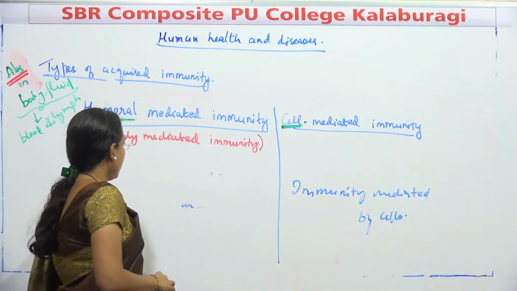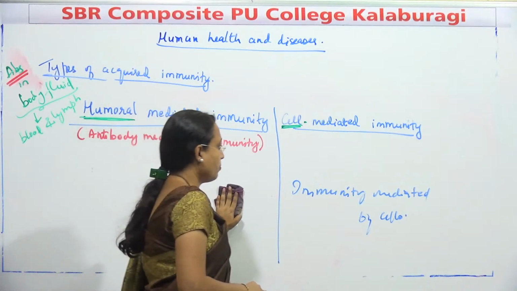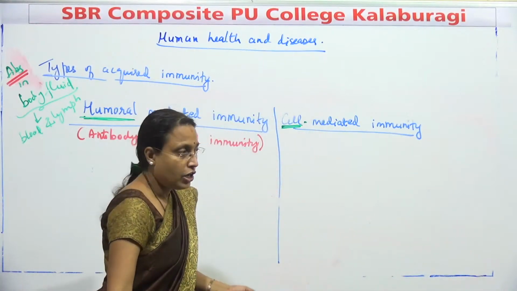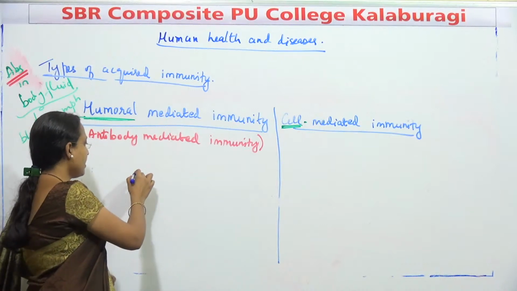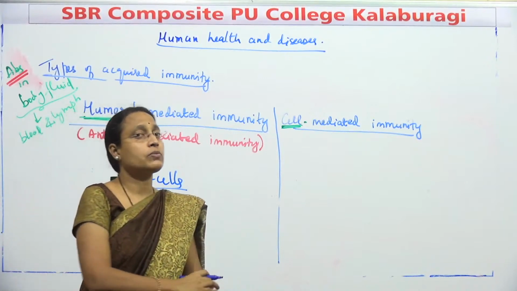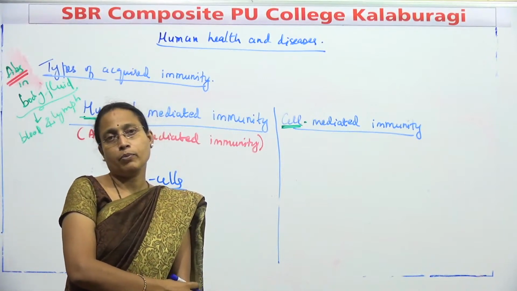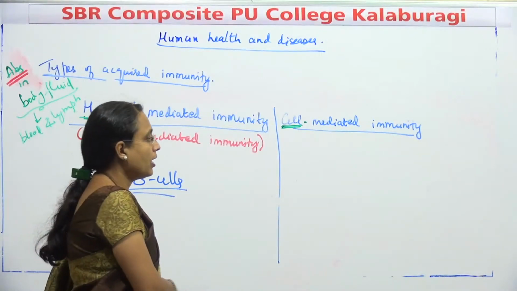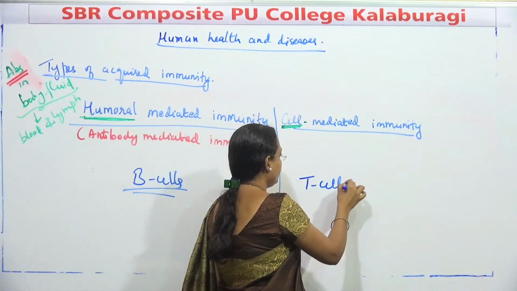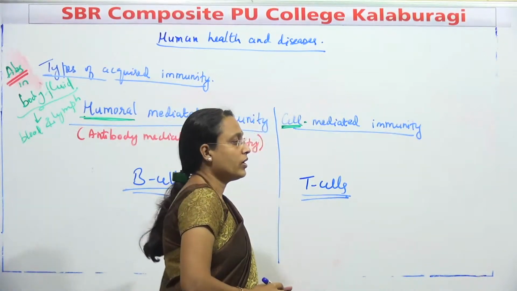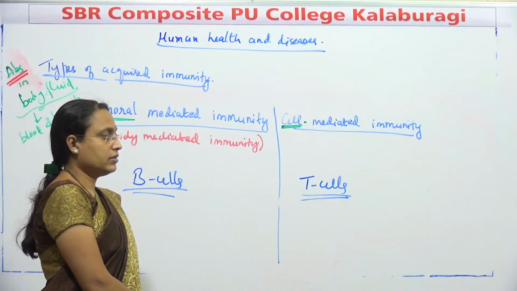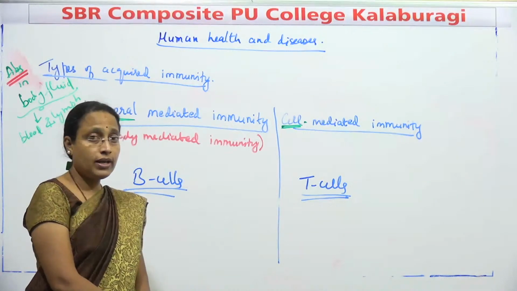Coming to the second difference between humoral mediated immunity and cell mediated immunity: which cells will be there? You should know it is the B cells. Original B cells are responsible for humoral mediated immunity. Ultimately B cells produce plasma cells, and it is the plasma cells that will produce antibodies. Whereas this is mediated by T cells, because they mature in thymus.